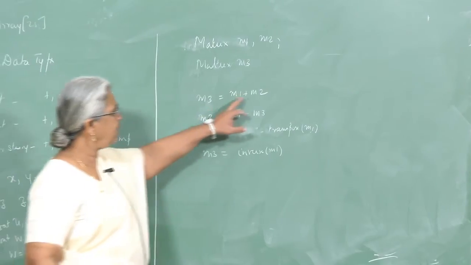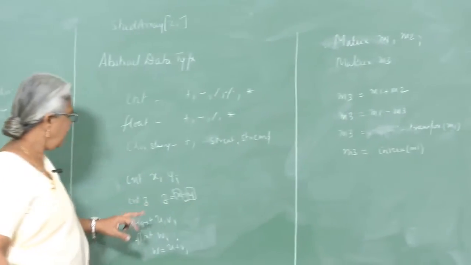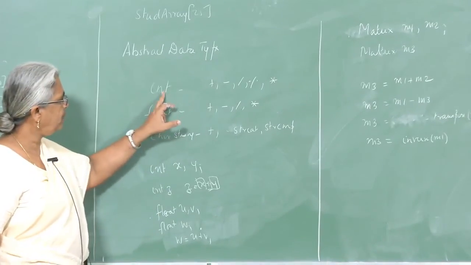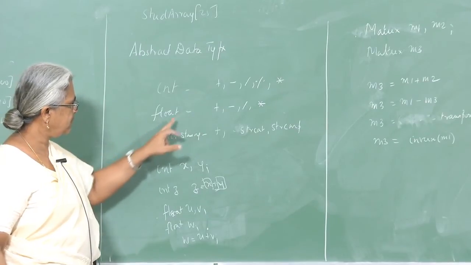What have we done here? I would like you to focus on these 2 operations. What is the difference here? Here we saw that plus and minus are operating with respect to integer. Here float, plus and minus are operating with respect to float here.